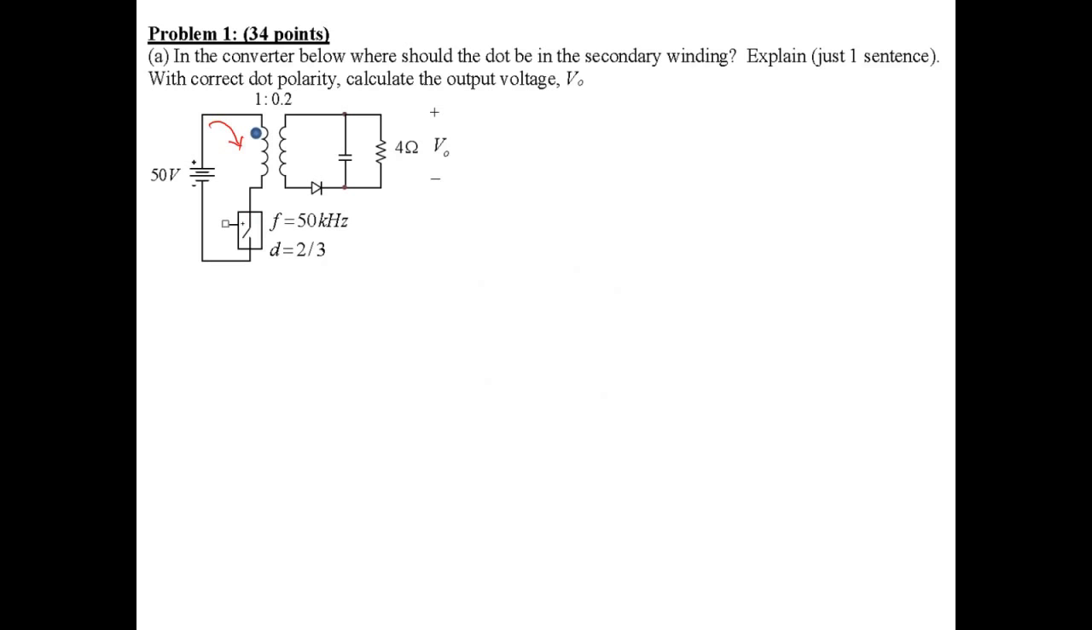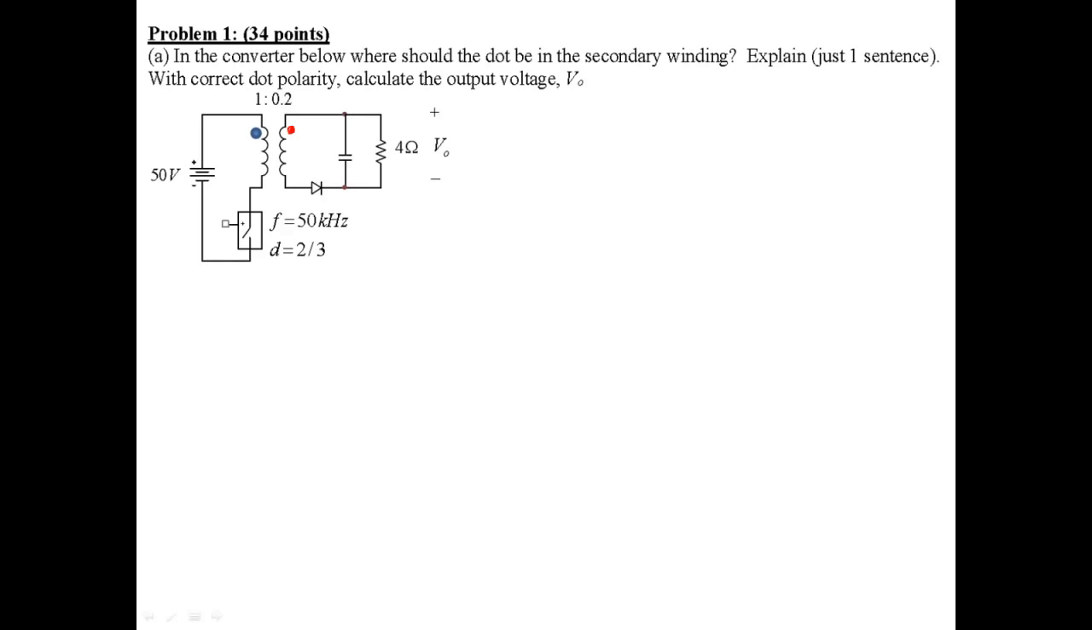Looking at the secondary side, this diode can support a current only such that it enters the top terminal of the secondary winding, and since we need a current to enter a dot, we would place the dot at the top so that when the switch is turned off, the diode supports a current that enters the dot at the top in the secondary winding. So the answer for this is dot at the top end of the secondary winding.